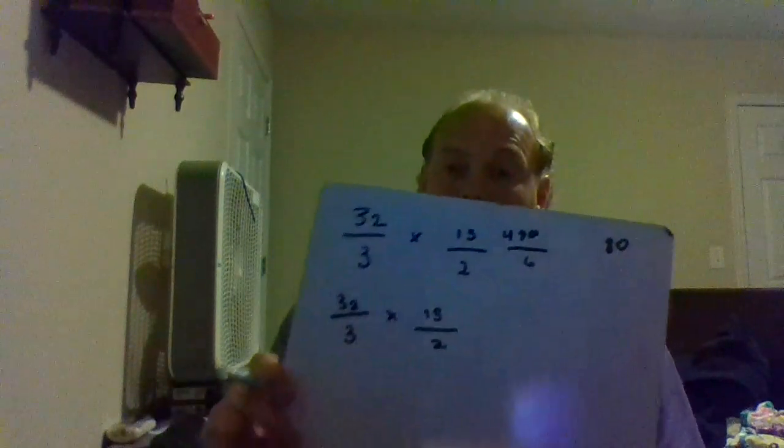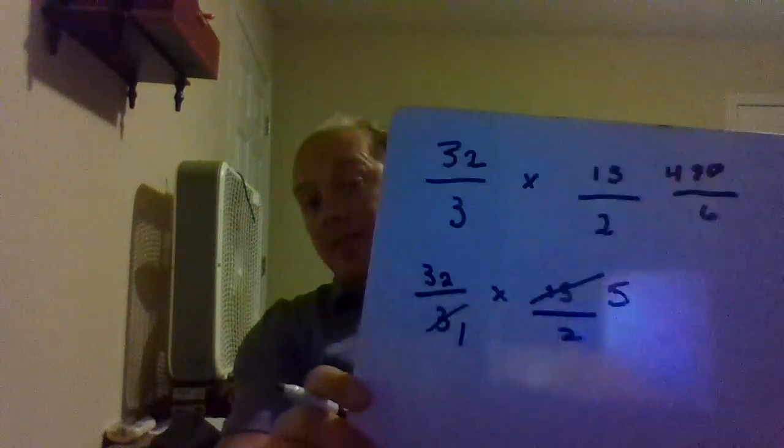So here's our other problem. And here's what we're going to do. Here's the cross-cancellation step. So we're going to look at both sides. 3 and 15. They both have a 3 in common. So 3 goes into 3 one time. And 3 goes into 15 5 times. So here's where we are. And as you can see, we've already got less work on ourselves. However, we can take it a step further.